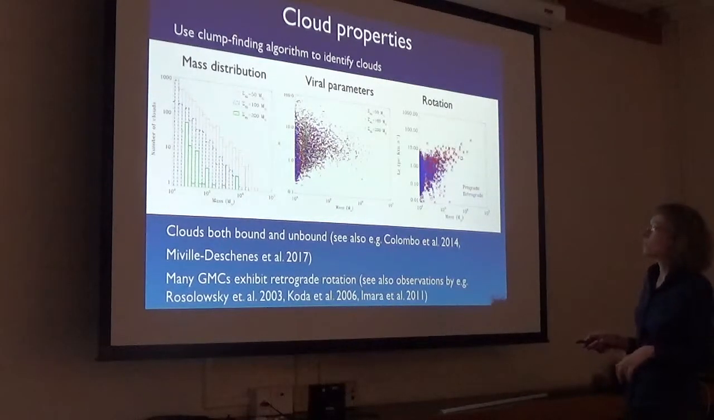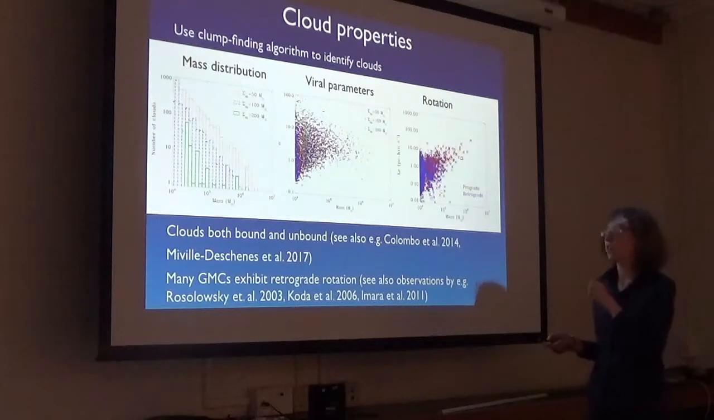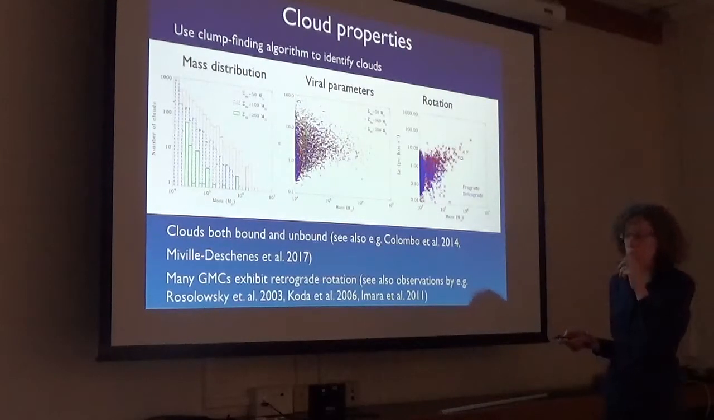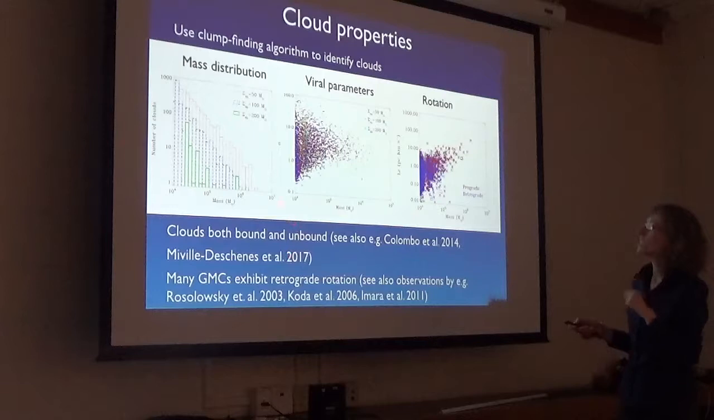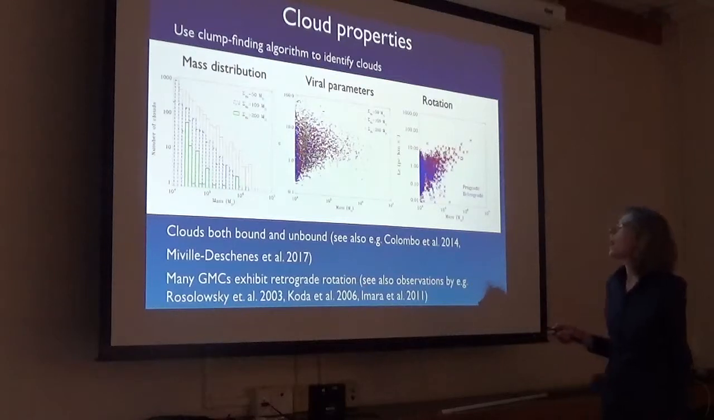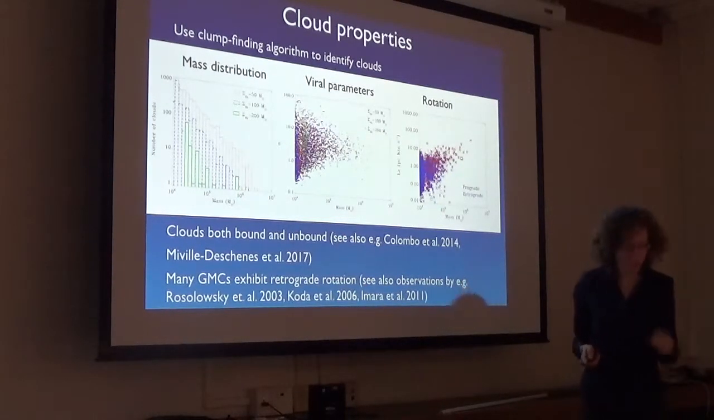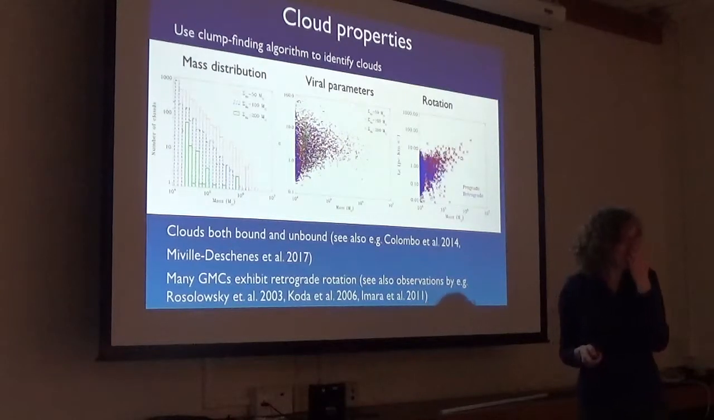I would say though that if we didn't include any feedback, then we started to get properties that didn't agree with observations. For example, we started to get a population of very massive clouds that were very long-lived, and all our clouds had very low virial parameters without any feedback. How big were your cells?